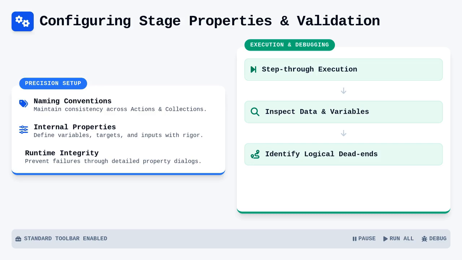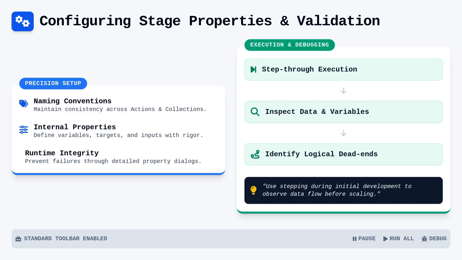If you observe the execution in real time, you can often spot logical dead ends or incorrect branching paths before they ever reach a production environment. Make it a habit to use the stepping functionality during initial development, as it forces you to observe how data enters and leaves each stage, helping you refine your logic before scaling the process.